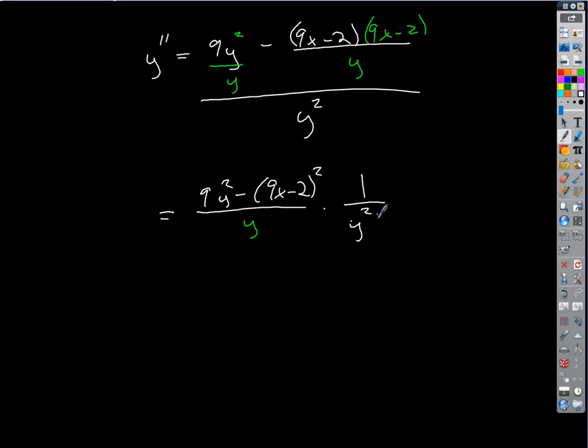Okay? And so our final answer then, if we just multiply straight across, we just get 9y squared minus the quantity 9x minus 2 squared over y cubed. Okay, do we need to expand that out? I would say no. I don't think there's really.